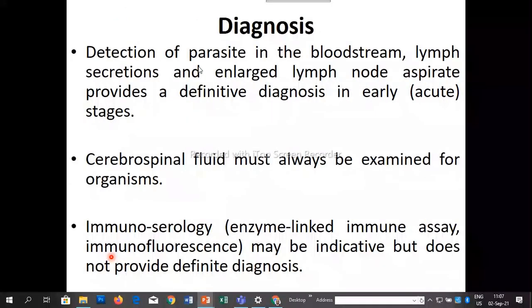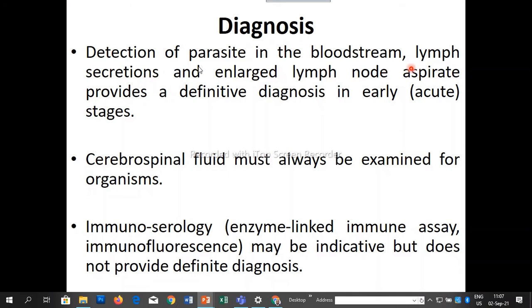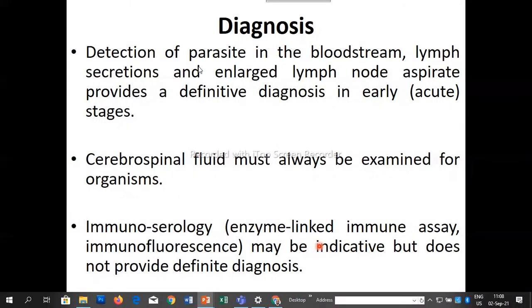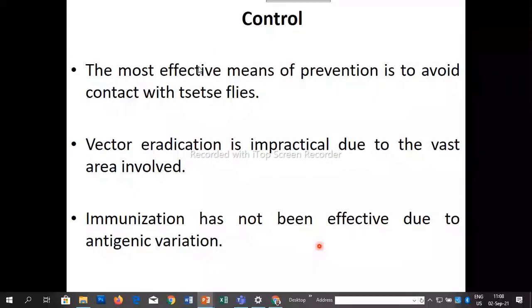Detection of the parasite in the bloodstream, lymph secretion, and lymph node aspirate will provide the definitive diagnosis. We look at those parasites. Cerebrospinal fluid, CSF, must always be examined for the organism. Immunoserological tests, like enzyme immunoassay or ELISA and immunofluorescence, may be indicative but do not provide a definitive diagnosis, because in both previous exposure and the current or acute phase, the immunological tests are positive.